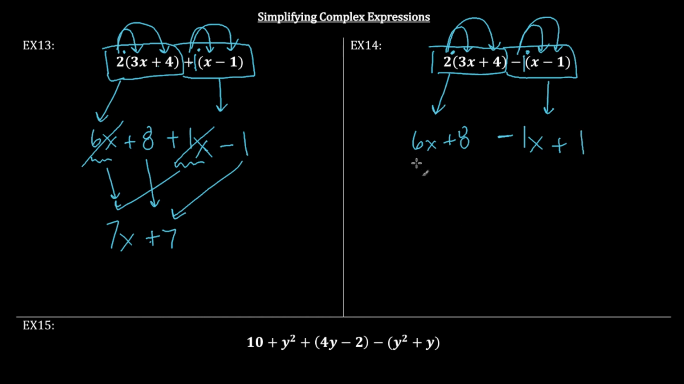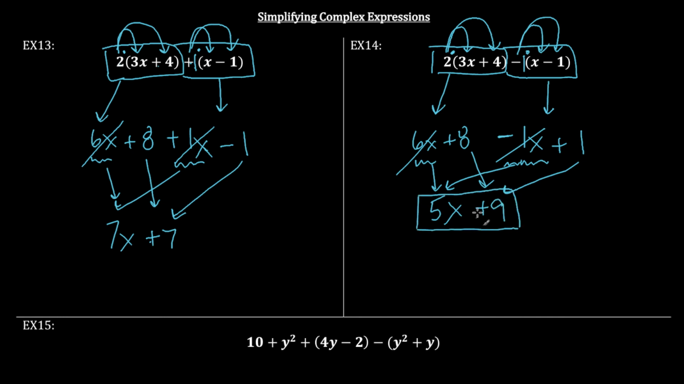Let's go ahead and combine like terms. 6x minus 1x is 5x. 6 minus 1 is 5. And then, let me go ahead and write that here. Okay, and then plus 8 plus 1 is plus 9. Remember, we're combining right at this point. We're not multiplying. Here we multiplied. Here we added and subtracted. Here we multiplied. Here we added and subtracted.